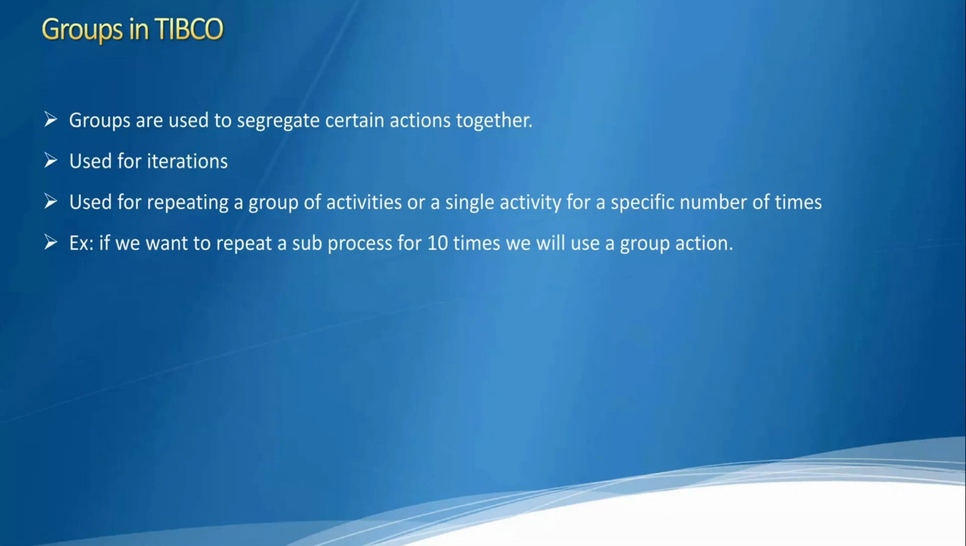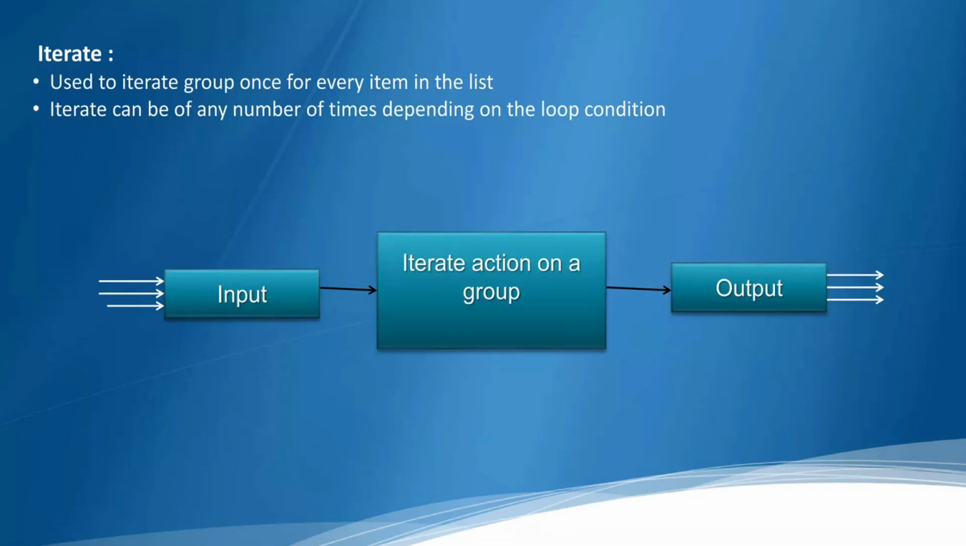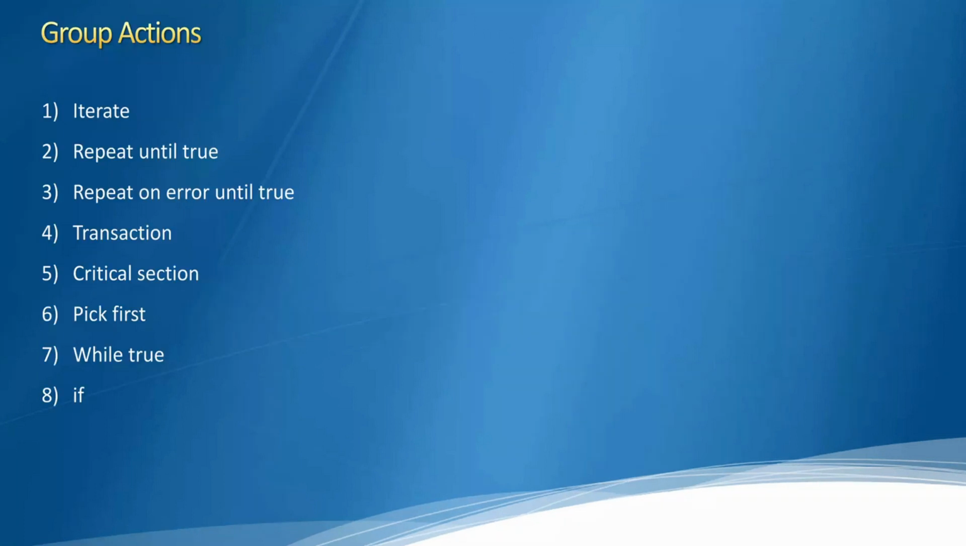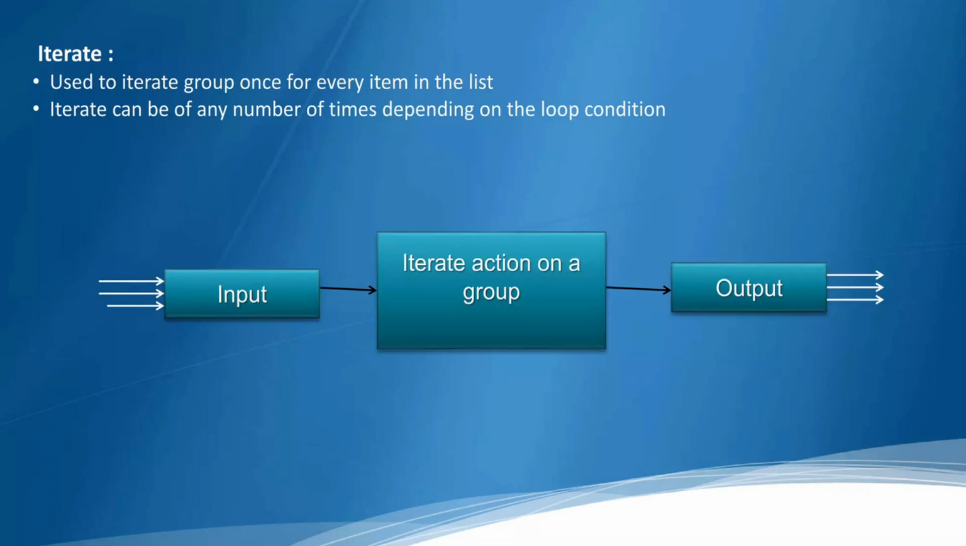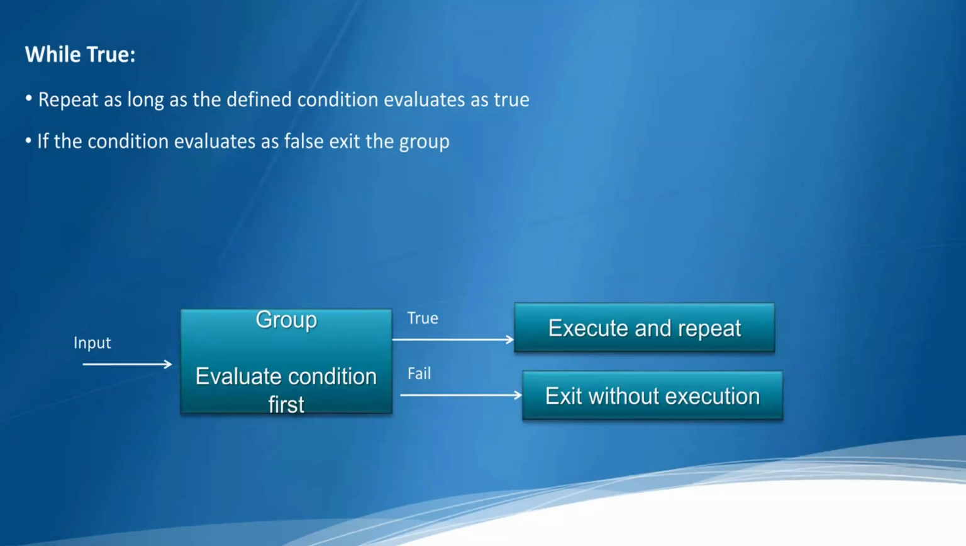The next topic is groups. Why do we need groups? Groups are used to segregate certain actions together, and are used for iterations. Basically if we want to repeat a process 10 times, we will use a group action. A group action consists of various actions like iterate, repeat until true, transaction, pick first, while true, if, etc. We will be continuing in the next sessions.